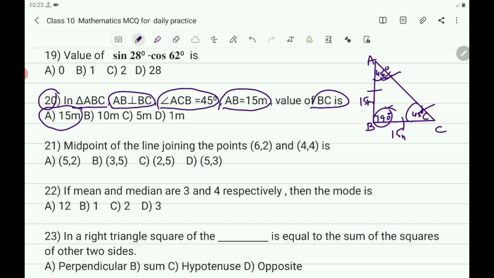So you must use the property of right angle and also the property of isosceles triangle. Sides opposite to the equal angles are equal, and as one angle is 90 degree, the other angle is 45 degree, means the third angle must be equal to 45 degree, then it becomes the isosceles right angle triangle.